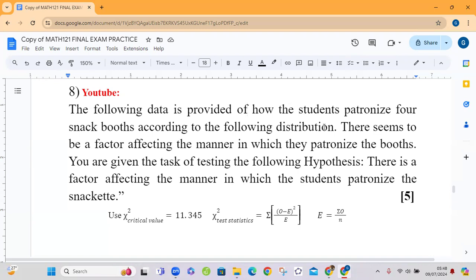Okay, so you are given the task of testing the following hypothesis. And the hypothesis is there is a factor affecting the manner in which the students patronize the snack booths. So the hypothesis is that the patronage of the snack booths is not a random process. So this is clearly a chi-square test for randomness to see whether or not the distribution of the students with regards to the snack booths is a random activity.